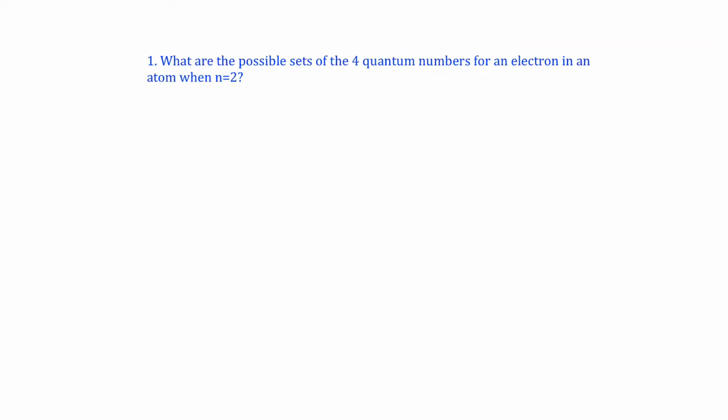In our last little bit here, let's take a few minutes to do some practice problems with our quantum numbers. Why don't you take a minute, pause the video, and see if you can tackle this question asking what are the possible sets of the four quantum numbers for an electron in an atom when n equals 2. Your only piece of information is that n equals 2, so see if you can account for all the possible quantum numbers. There's going to be a few of them. Take a minute, see how you do, and then come back to the video and check your work.